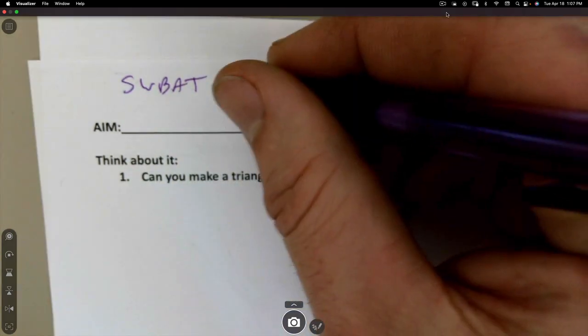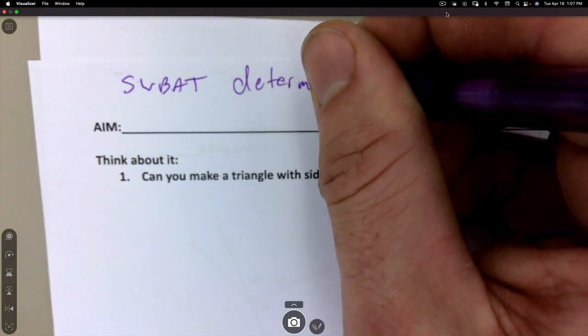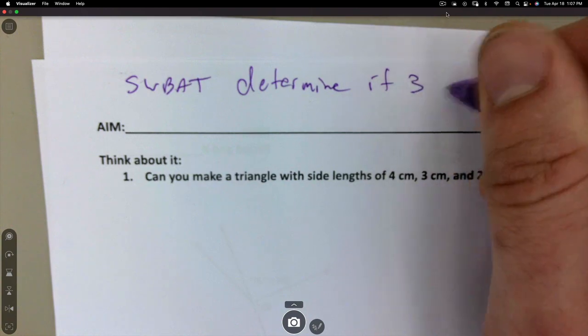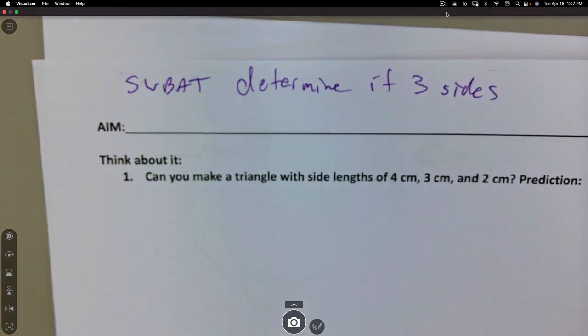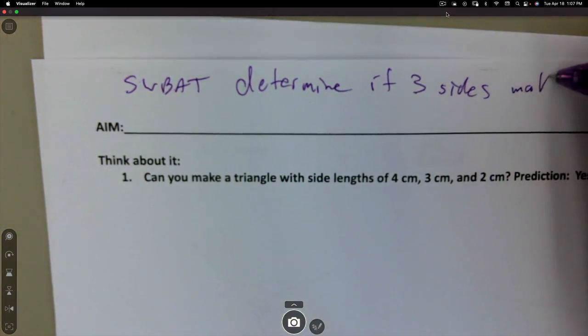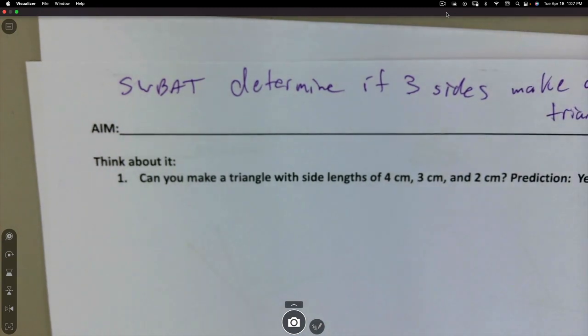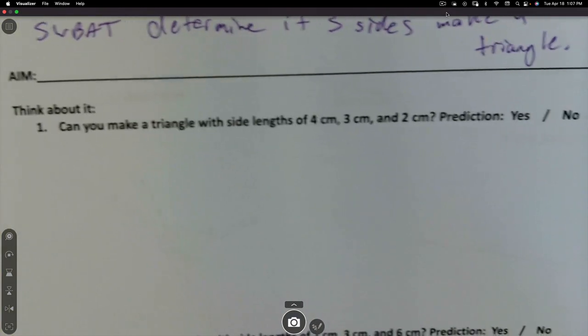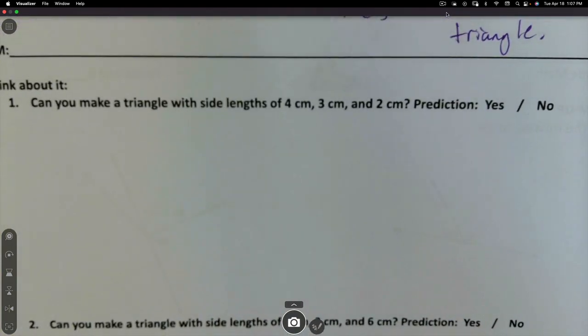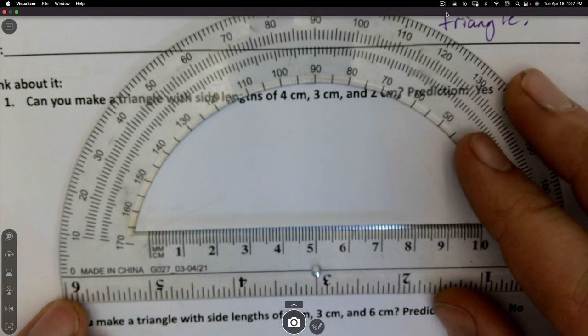Determine if 3 sides make a triangle. You're going to need a pencil and an eraser, because we're going to be doing some erasing until we get one triangle that works or doesn't. Think about this: could you make a triangle on your paper if I told you the side lengths have to be 4, 3, and 2? One side length of 4, the other of 3, the other of 2.